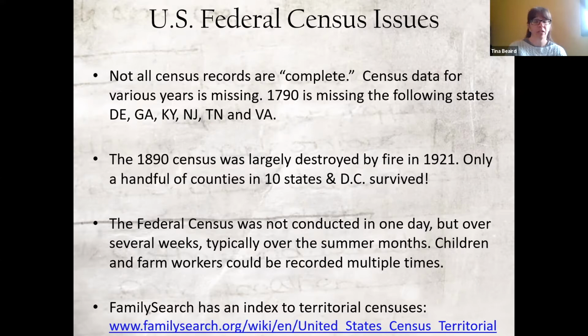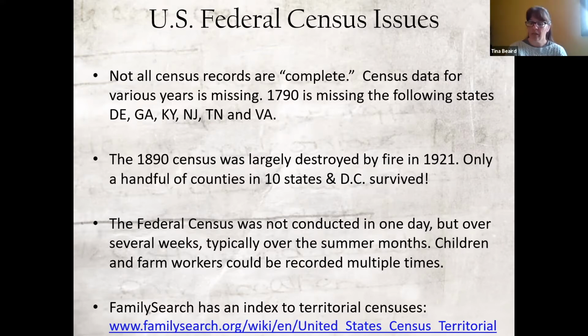The sad thing for us in the US is that the federal census is not conducted on one day. If you've ever done any research in the UK, the census for the UK, which would include Wales, which would include Scotland, which would include Ireland, was all done on one night. So you had to be home. It was required by law that you would be home on the night that the census taker came to your door. And they did a complete count at one time. For us, they did it over a series of months. Typically it was done over the summer, but not always.